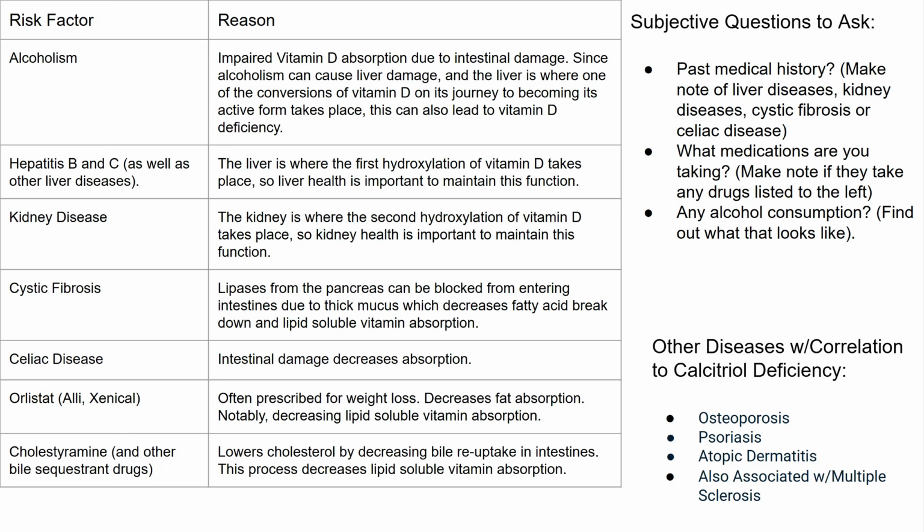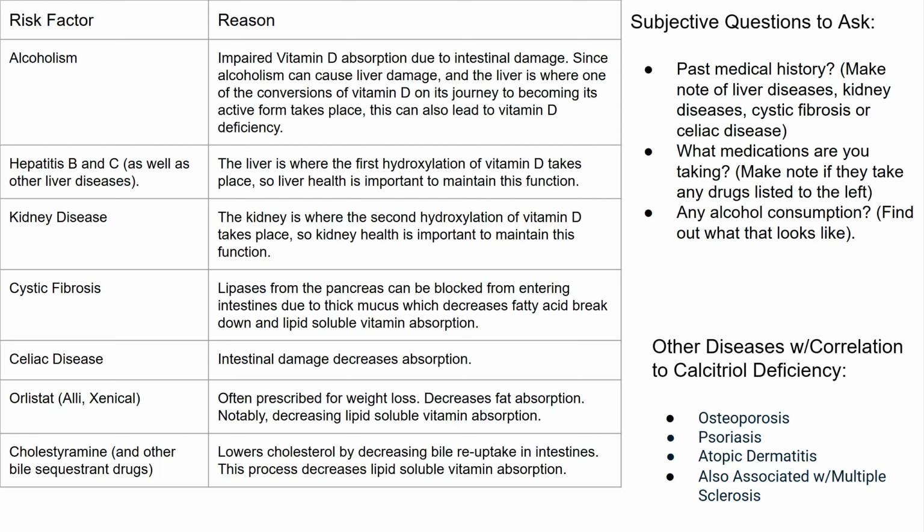All right, here are some risk factors you can look out for. Alcoholism impairs vitamin D absorption due to the intestinal damage. It can also cause liver damage, and the liver is where one of the conversions of vitamin D on its journey to becoming its active form takes place. This can also lead to vitamin D deficiency. Hepatitis B and C and other liver diseases impact vitamin D levels because the liver is where the first hydroxylation of vitamin D takes place. So, liver health is important to maintain this function.